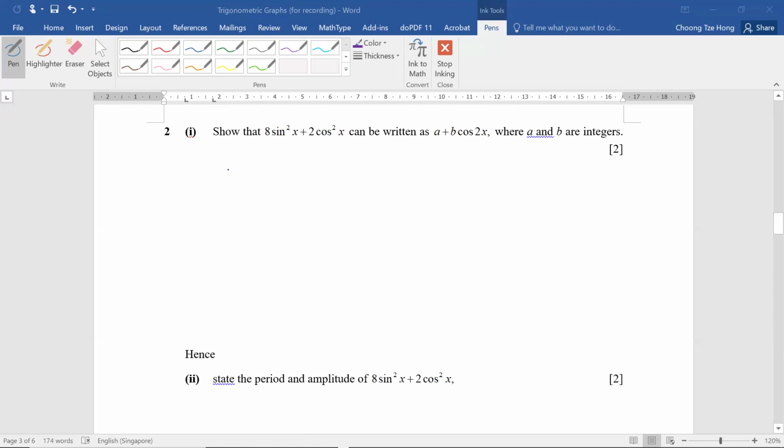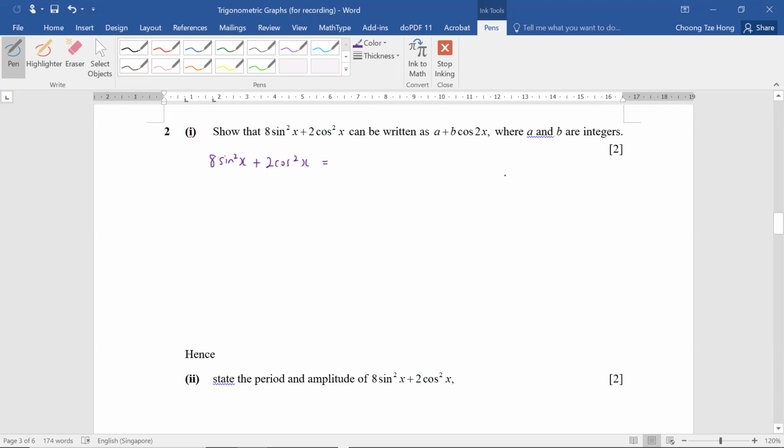So they want us to show that 8 sine square x plus 2 cosine square x can be written as a plus b cosine 2x. Alright, so basically what they want us to do is transform this expression, 8 sine square x plus 2 cosine square x, into a form that consists of the double angle for cosine, right? So the moment that you see something like this, you should get a clue that you may need to make use of the double angle formula for cosine.